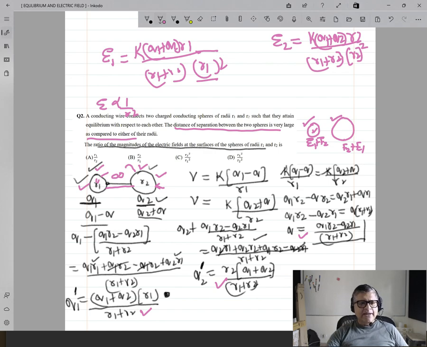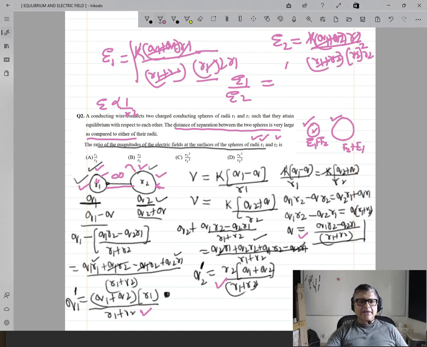What are we supposed to find? Electric field E1 by E2, because we have to compare radius 1 with radius 2. So I will write this expression in the numerator and this expression in the denominator. You can see if I do that, K will get cancelled, right? Q1 plus Q2 will get cancelled. R1 plus R2 will get cancelled, and you will be left with an R1 and an R2. So this will become R1 and this will become R2.